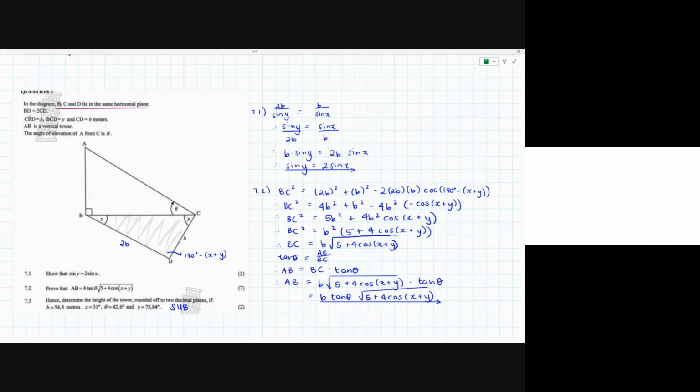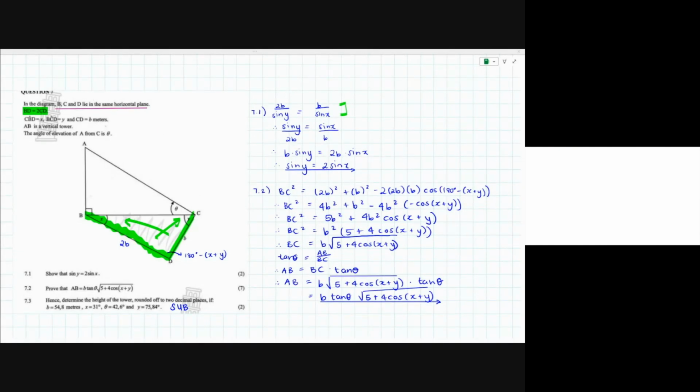And I was initially stumped with this just because I didn't read the question. It told us that BD is equal to 2CD. Because CD was B, that therefore meant that BD was 2B. So I did actually have those 2 lengths, and that's great because those are the 2 lengths opposite the 2 angles I'm wanting to work with, X and Y. So I just set up my sine rule and I solve from there.